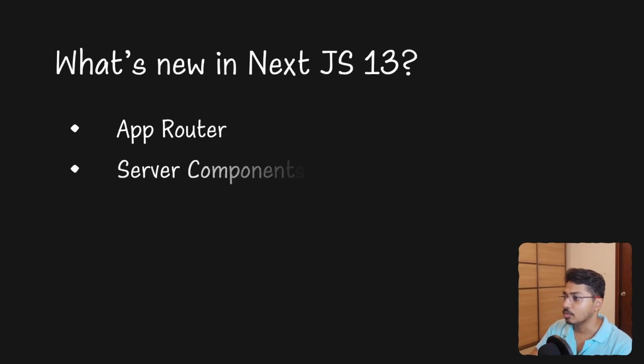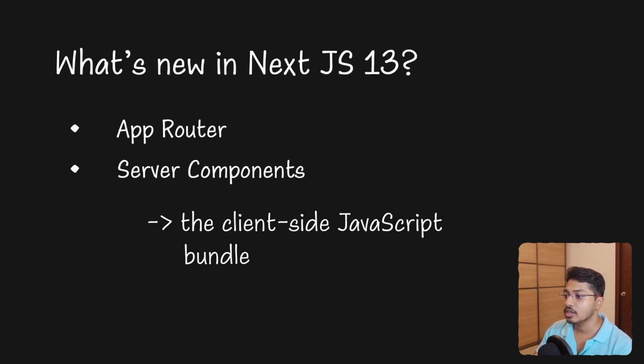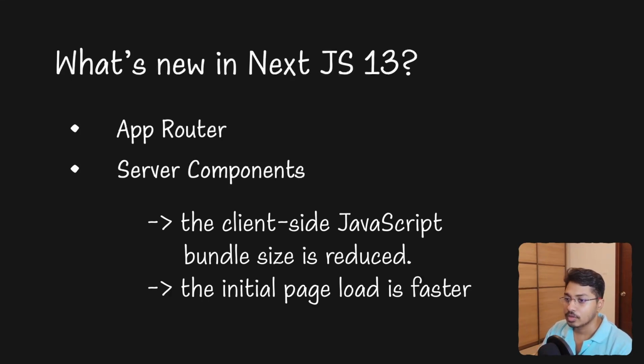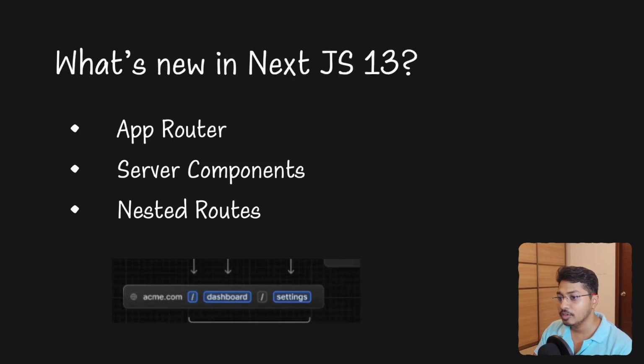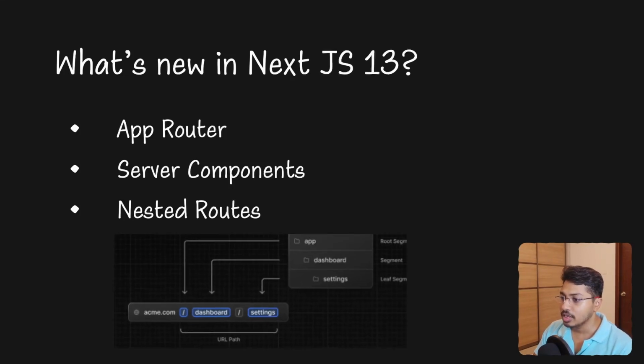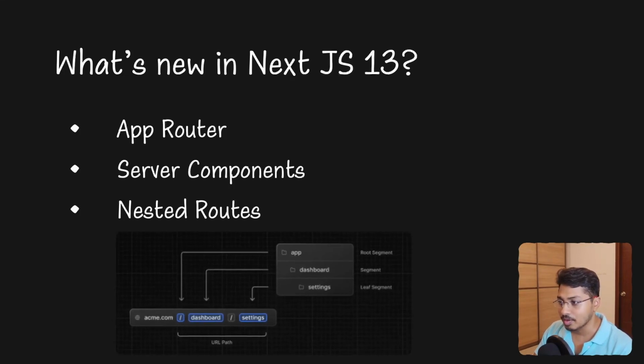Second, server components. React Server components are a new feature that allows you to write server-side code directly in your React components. This allows you to render the components on the server, reducing the amount of JavaScript sent to the browser, which is great for faster load time of the website. Next is nested routes. Support for nested routes in Next.js has been improved a lot, which now allows you to create much more complex layouts for your website.